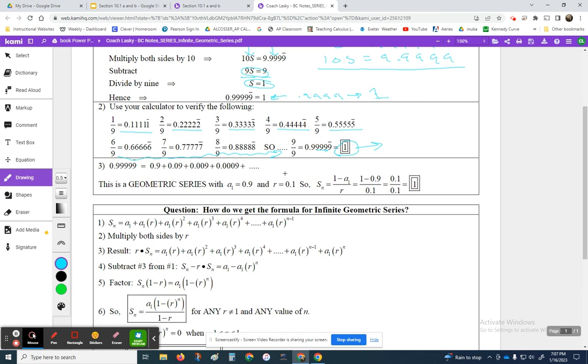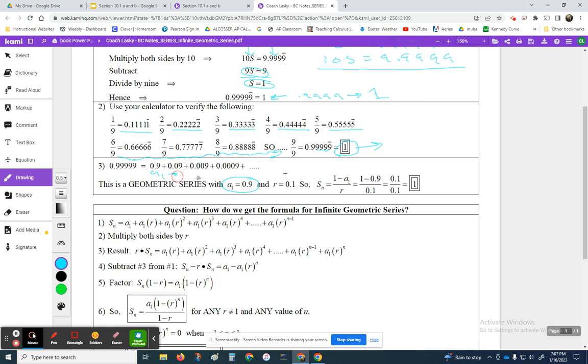Now that means we can deal with this geometric series idea where a1 is equal to 0.9. So that's our a1.